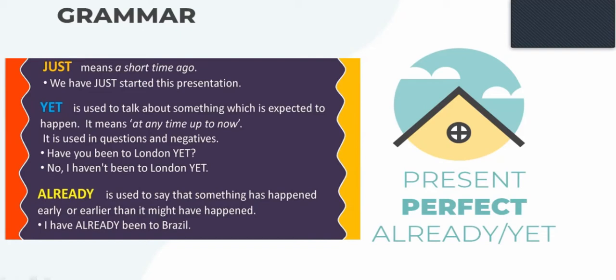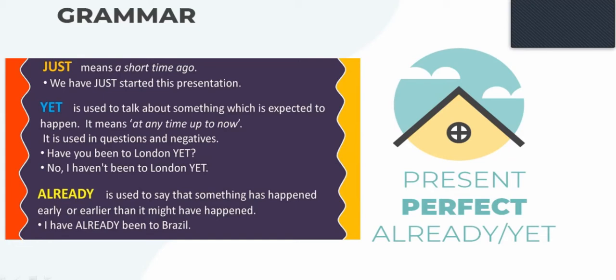The word just, we use it when the experience happened a short time ago, like 5 minutes ago, 1 minute ago, yesterday. It just happened. For example, we have just started this presentation. In this moment, we started this presentation like a minute ago. Well, actually, 20 minutes ago. But yes, we have just started this presentation. So a short time ago, we started the presentation.